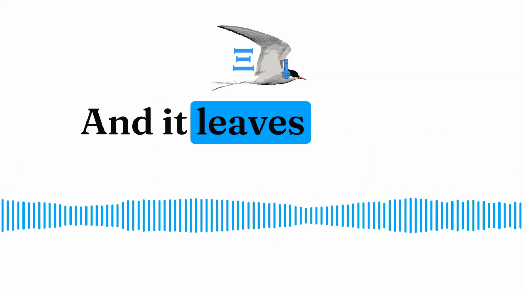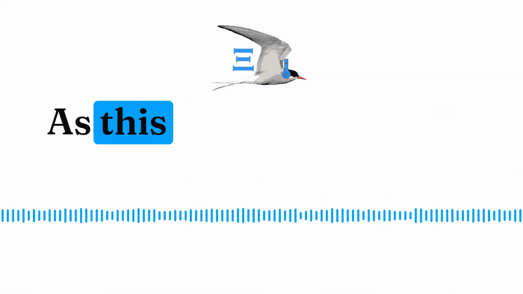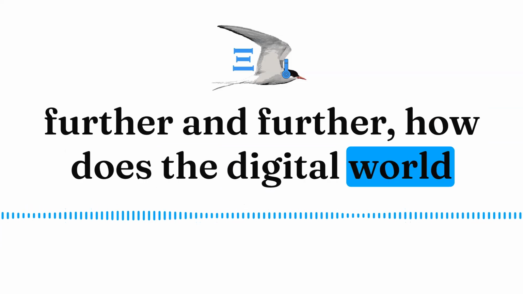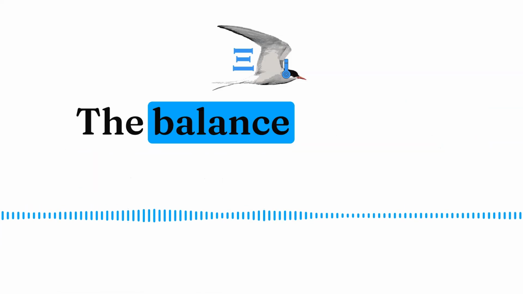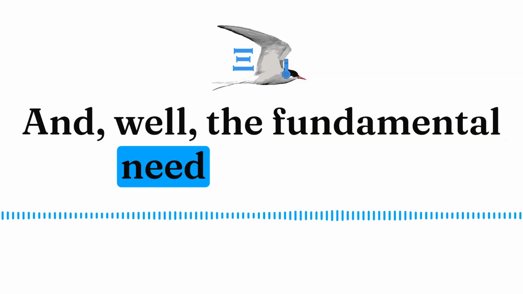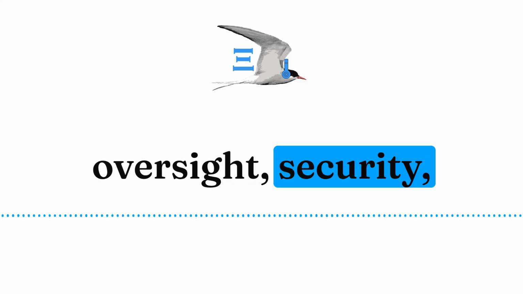Absolutely. And it leaves us with a big question to ponder, doesn't it? As this technology races ahead, pushing automation further and further, how does the digital world strike that balance? The balance between the drive for efficiency and automation and, well, the fundamental need for human oversight, security, and trust.